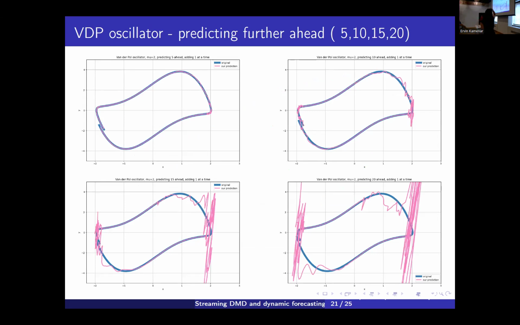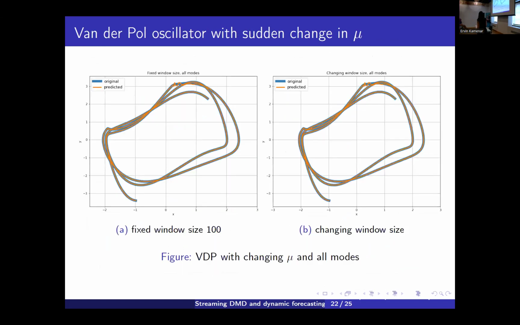But this was just predicting one moment ahead. We wanted to see how much we can predict ahead. And if we do 5 moments ahead, it still does a good job. It starts to lose it a bit here. And we see that this is 10 moments ahead, 15 moments ahead, 20 moments ahead. So it gets worse. It's not perfect, but it's good for the local.